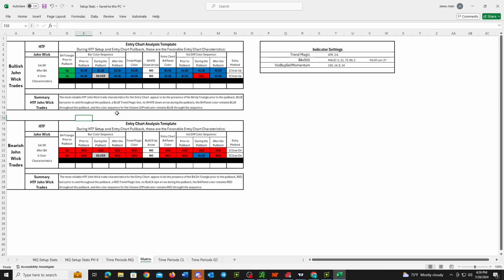The opposite for bearish trades is in effect. Whatever I set up here is just the complete opposite. We'll go through these, and that way you should be able to get a very good idea of what we're looking for in John Wick setups.